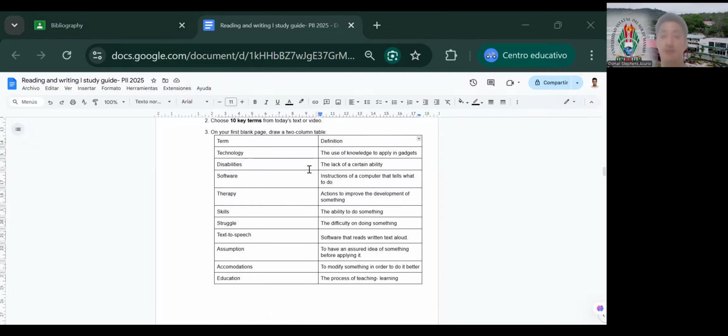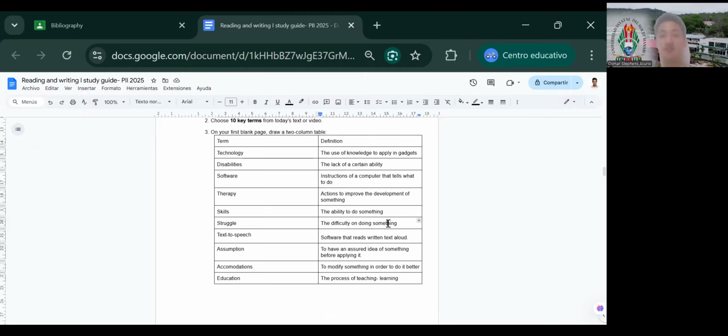Okay, so now I'm going to read the definitions of them. Technology is the use of knowledge to apply in gadgets. Disabilities, the lack of a certain ability. Software, instructions of a computer that tell it what to do. Therapy, actions to improve the development of something. Skills, the ability to do something. Struggle, the difficulty of doing something.